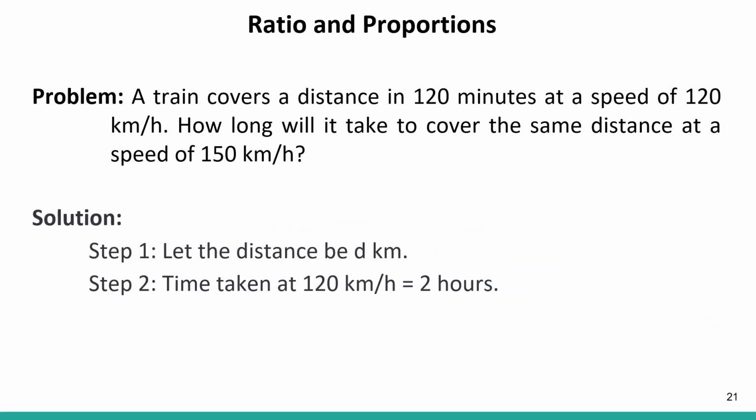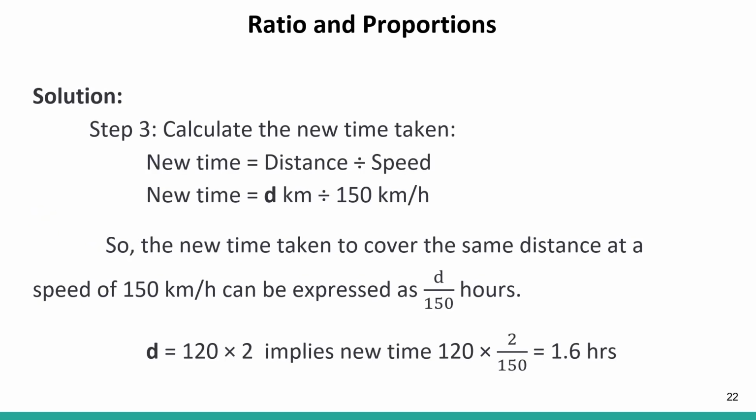So let the distance be d kilometers. So time taken at 120 km per hour is equal to 2 hours. Okay. So calculate the new time, which is equal to distance by speed. So d kilometers by 150 km per hour. So the new time taken to cover the same distance at a speed of 150 km per hour can be expressed as d by 150 hours.